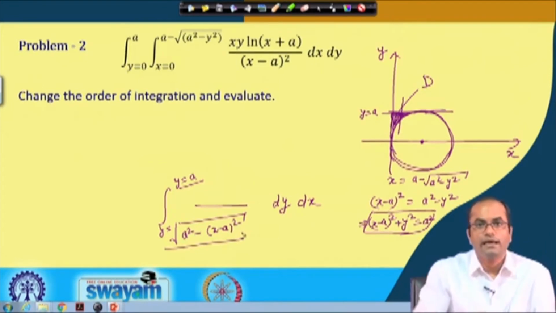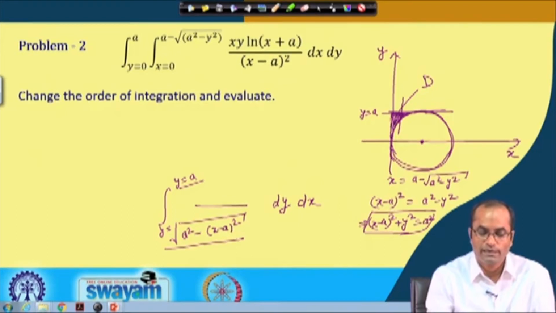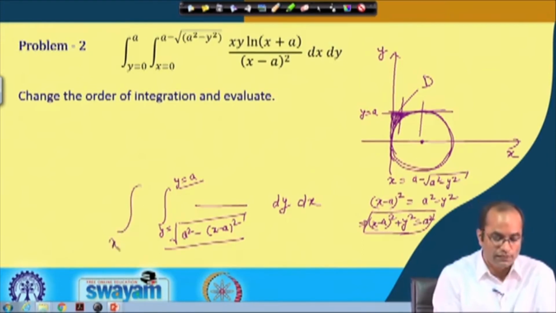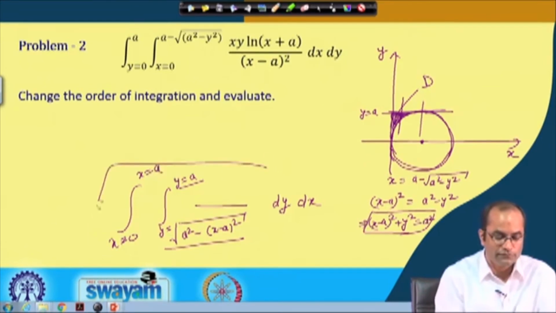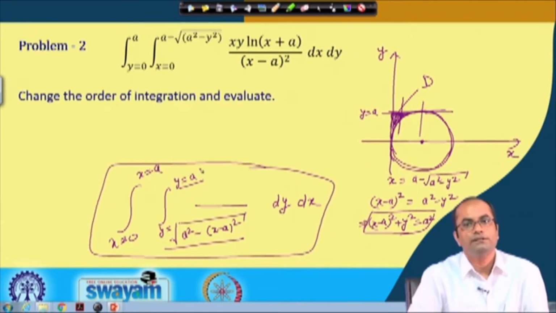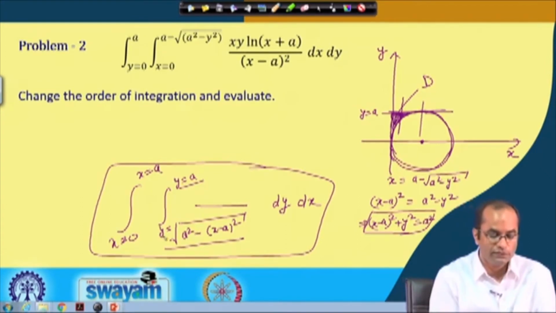And now, for the x direction, it is fixed from x equal to 0 to x equal to a, because these lines move from x equal to 0 to x equal to a. So, that is the outer limit of the integral. So, we have changed the order here easily, and now the inner one goes from y equal to a square minus x minus a square to y equal to a, and the outer one goes from x equal to 0 to x equal to a.